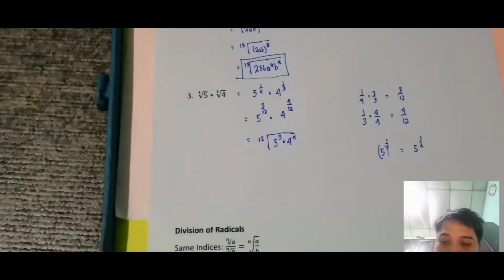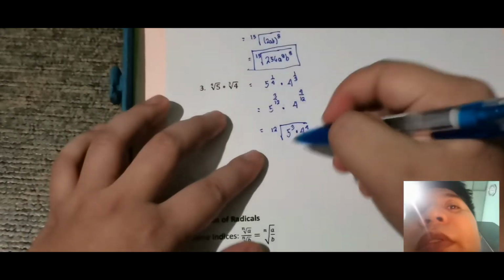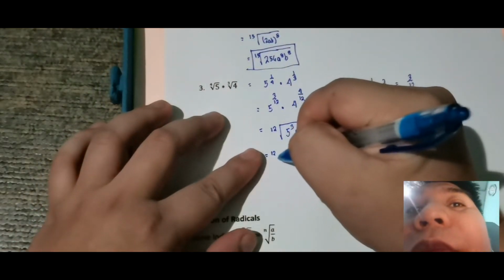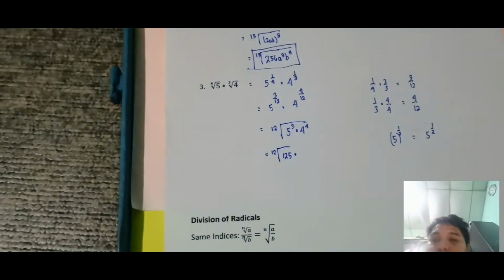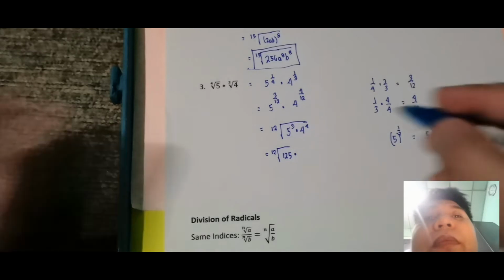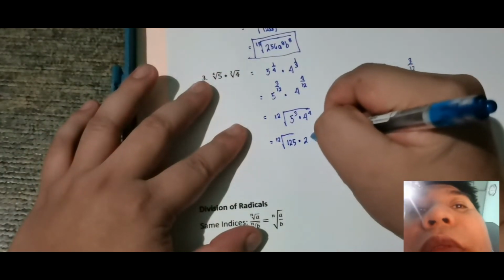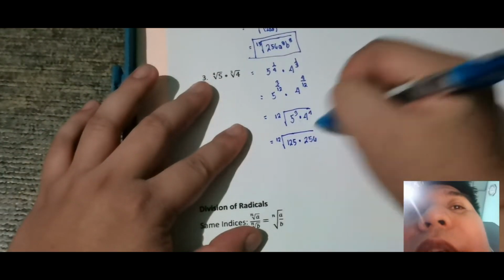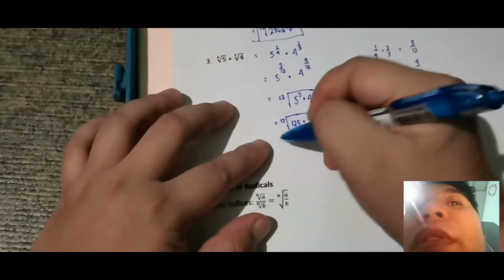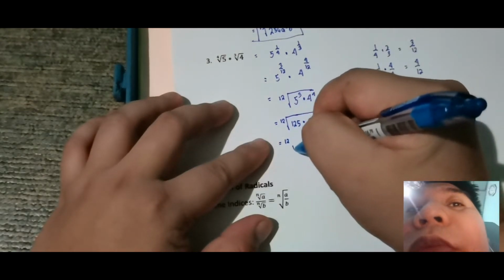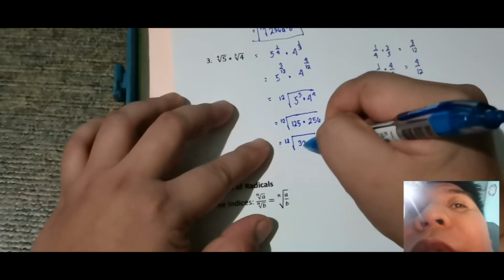Okay, then simplify ko lang further. 5 raised to 3 is 125. So this is 12 root of 125 multiplied by 4 raised to 4. 4 raised to 4 is 256. Sorry, nagkakalkula pa si sir. This is 256. Then, i-multiply natin yung dalawa. So, 125 times 256 is 32,000. So, this is 12 root of 32,000.